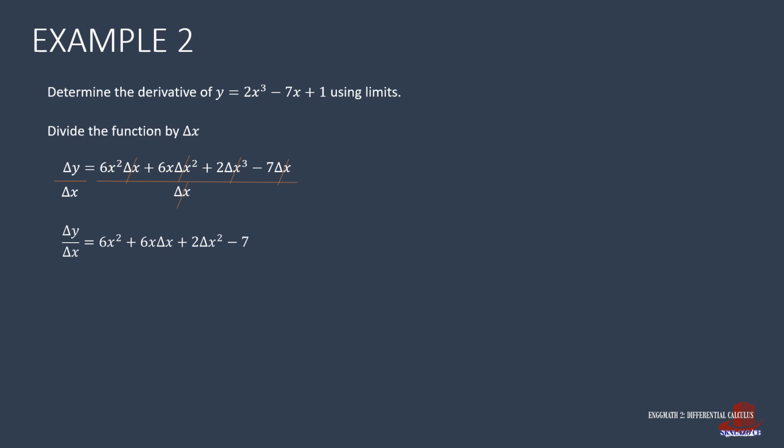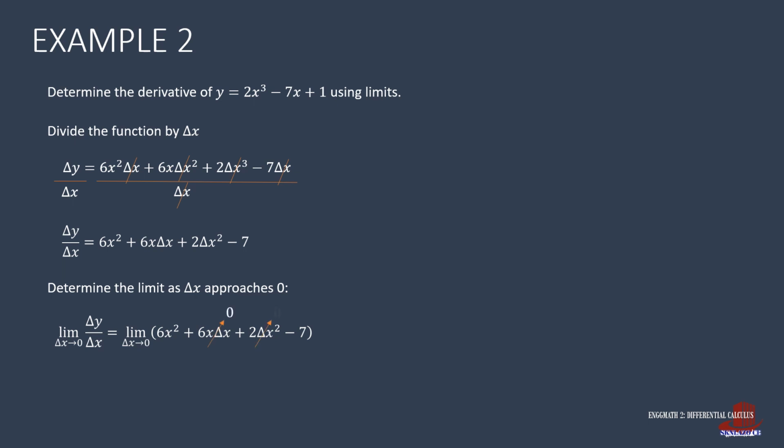Then move to the last step where we determine the function's limit as delta x approaches 0, which is basically to zero out terms with delta x. Thus, the derivative of y with respect to x is 6x squared minus 7.